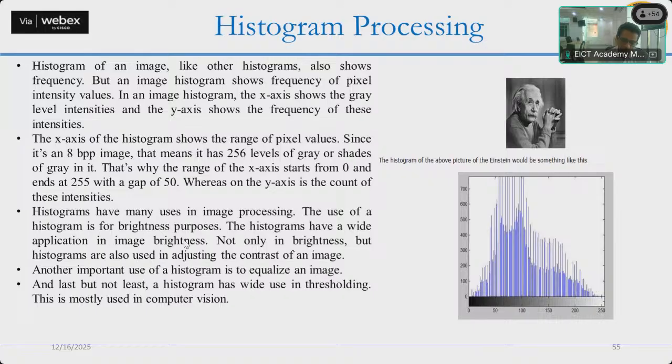What is histogram? Here you plot different values on the x-axis, and on the y-axis it is the count of how many of these values there are. For example, what you are seeing here, 0 to 255, all these intensities are there, and how many pixels are of 0 intensity, how many pixels are of 50 intensity, will be given by the y-axis.